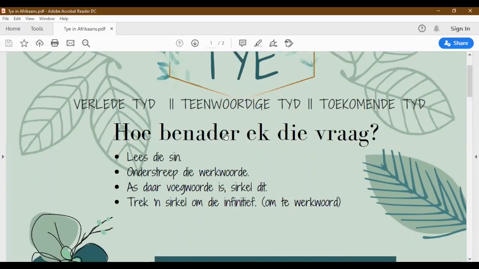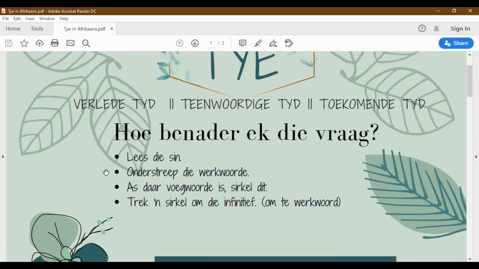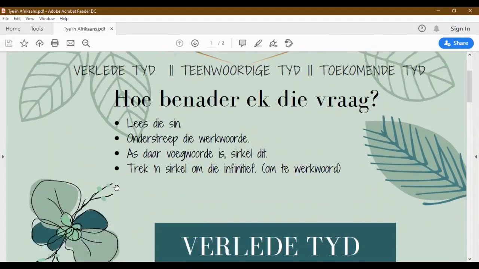Now, what do I do if I see this kind of question in the exam? First, we read the sentence. We underline the verb or verbs, maybe there's more than one. If there's a conjunction, we are going to circle it. And that example of bullet number 3, we are going to do when the school opens again. I will discuss this with you guys in class.